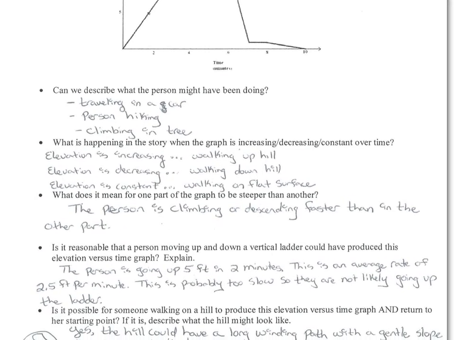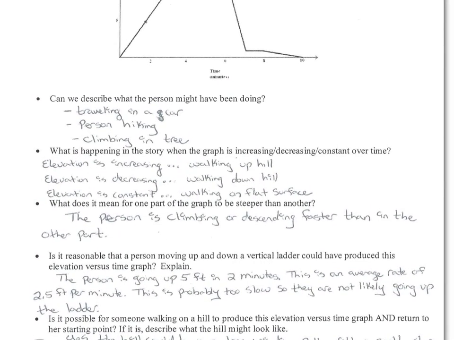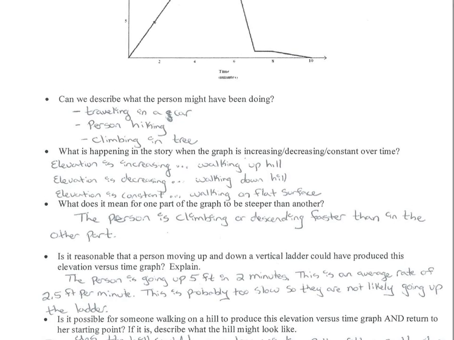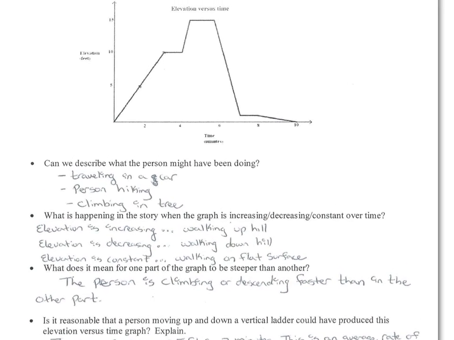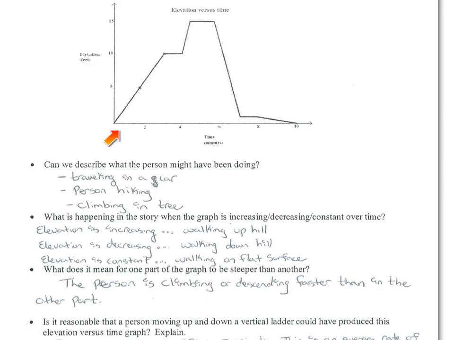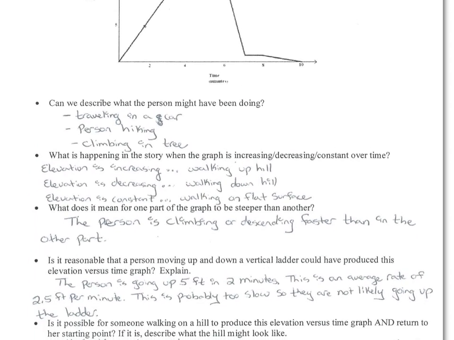Is it reasonable that the person moving up and down a vertical ladder could have produced this elevation versus time graph? Well, let's look back at it. It takes a time of 10 minutes altogether. So a person could be on the ladder for 10 minutes. But look at this. They are constantly going up the ladder, but it takes them about 3 minutes or 4 minutes to go 10 feet. Okay? That's not that far. So it's probably not going to happen.